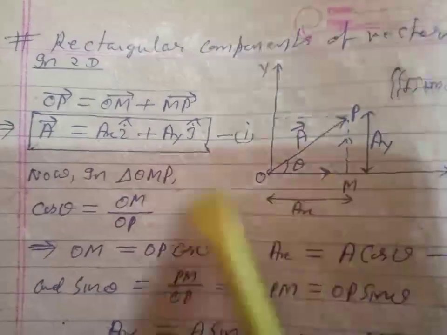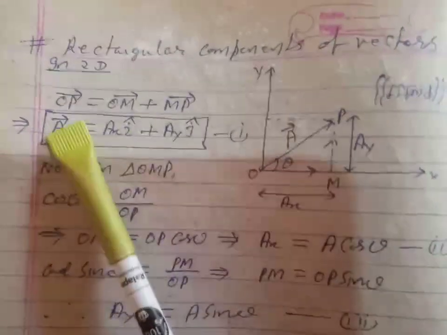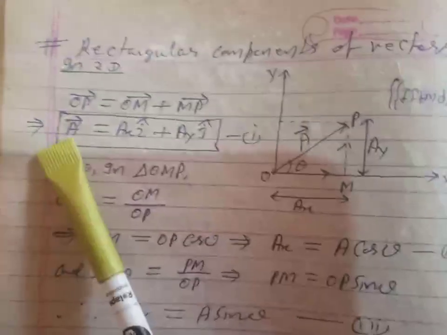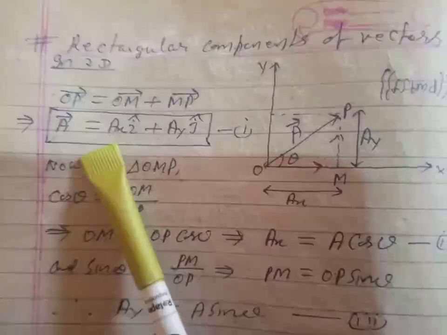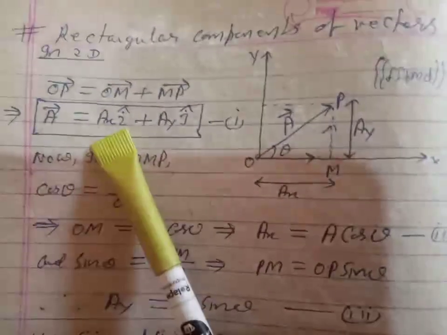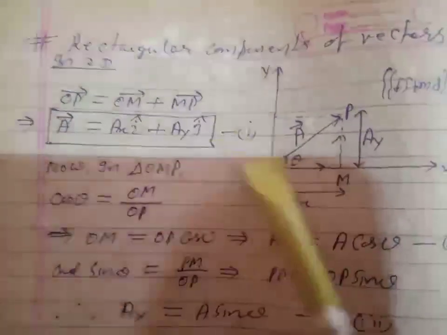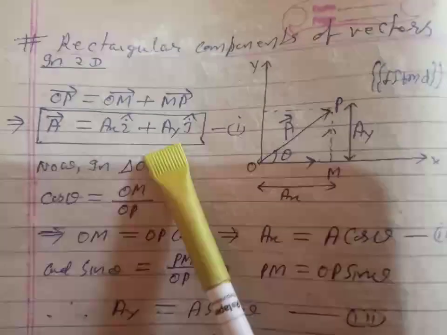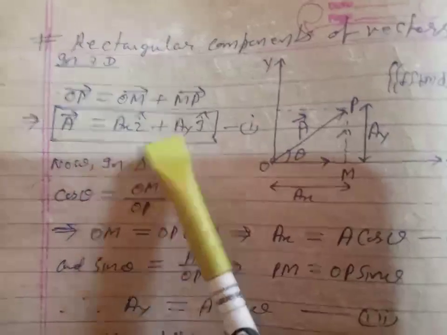Then we can write OP vector equals OM vector plus MP vector. Now OP vector is equal to A vector, so we write A vector, and for OM vector, magnitude is AX and along the x-axis the unit vector is i cap, so AX into i cap. In place of MP vector, magnitude is AY and unit vector is j cap, so we write AY into j cap. So A vector is written as AX i cap plus AY j cap, equation 1.